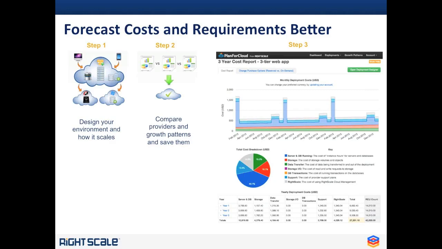With a tool that, through an acquisition, RightScale bought a company that became Plan for Cloud. You can check it out, it's a free service, planforcloud.com. What it'll allow you to do is go in and build your environment from a cost perspective. You can see, I need this many PHP servers, this many Apache web servers, this many database servers. You can give it different scaling characteristics, different instance sizes, and different network amounts.